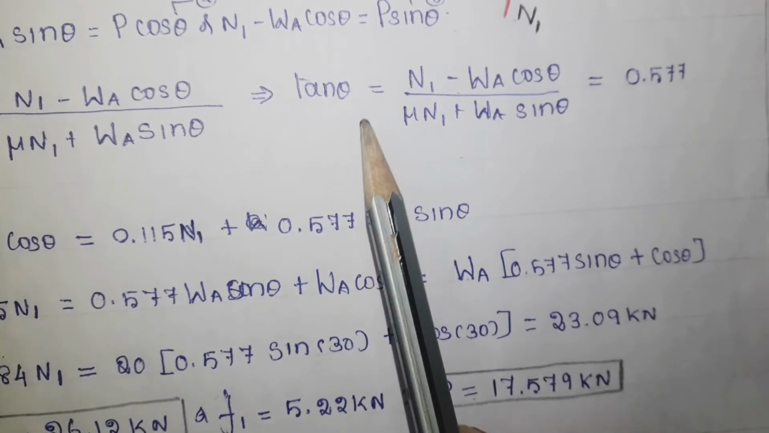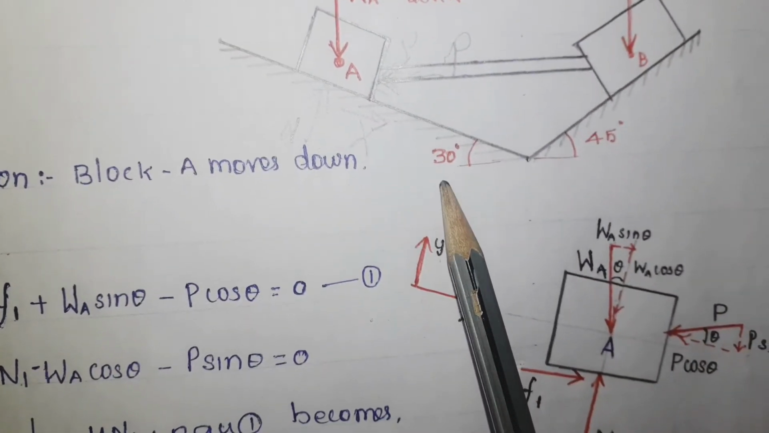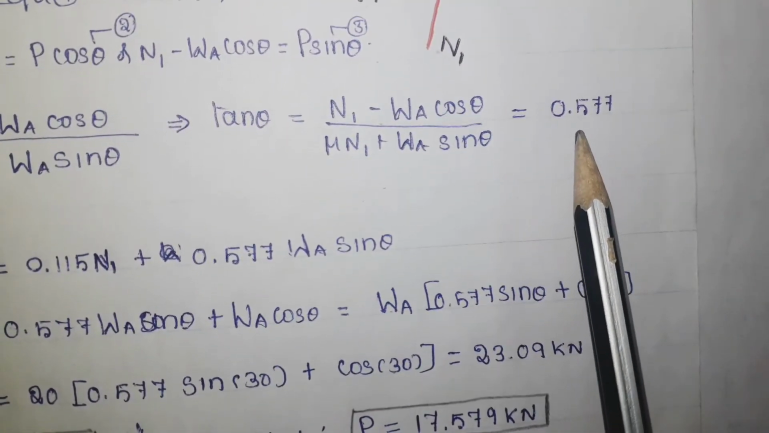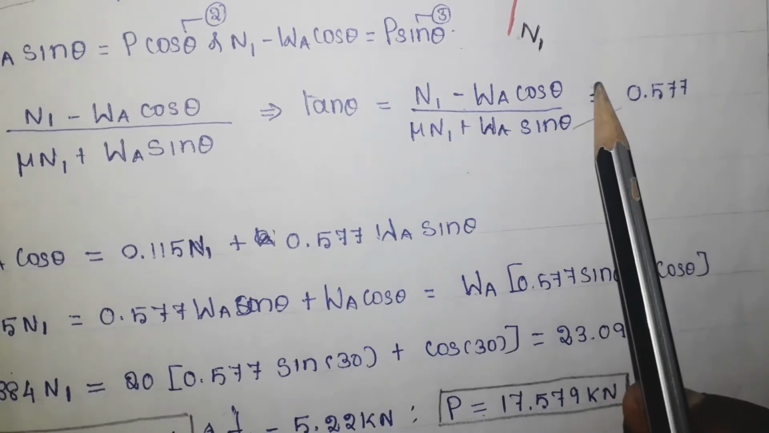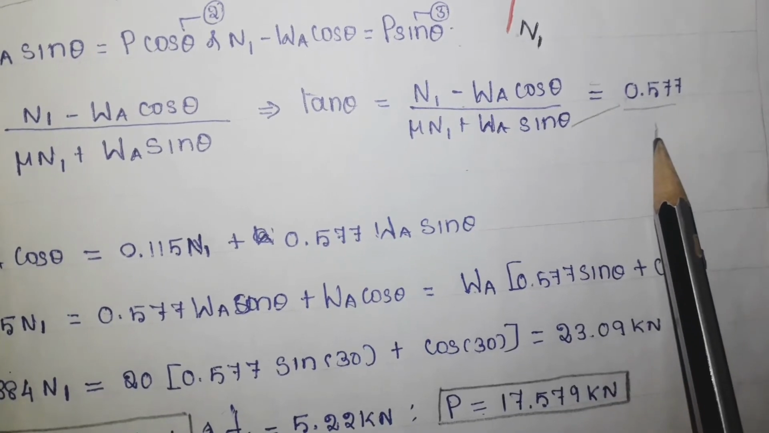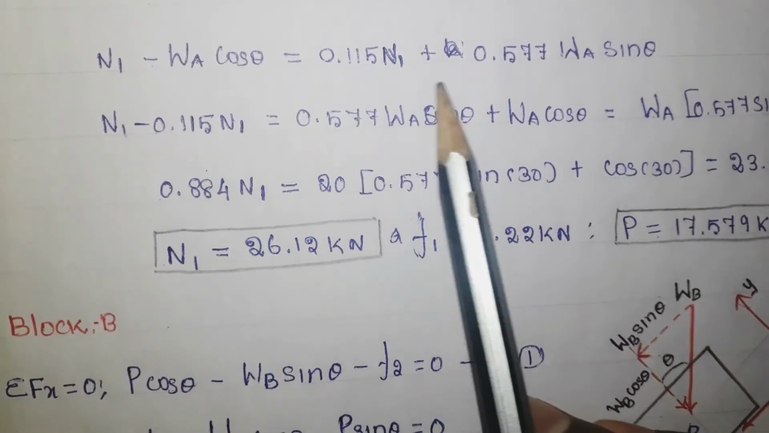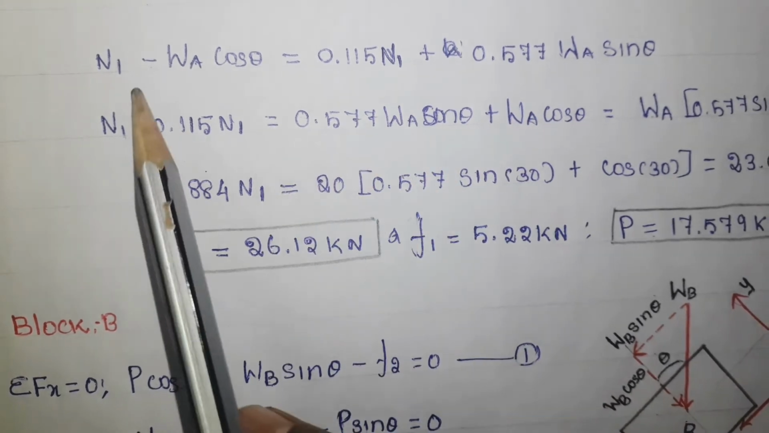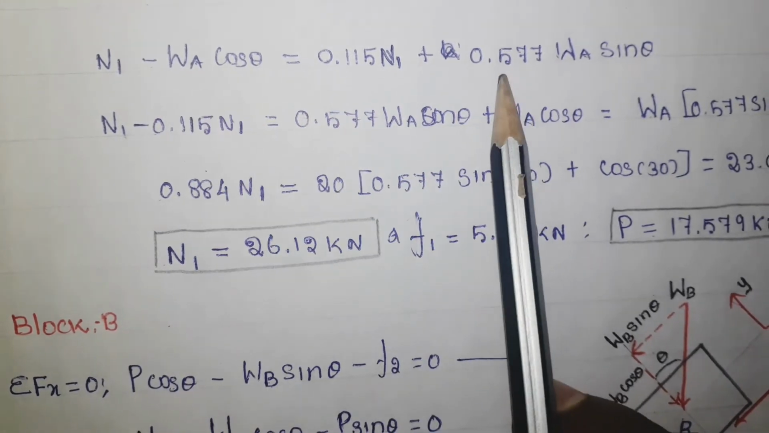Now you know the value for theta, it is nothing but 30 degrees. So this is the angle 30 degrees. So tan theta is equal to 0.577. Now do the cross multiplication, where the denominator has 1, and you will get the answer something like this. Now in this equation, bring the N1 terms to the left hand side and the WA terms to the right hand side.